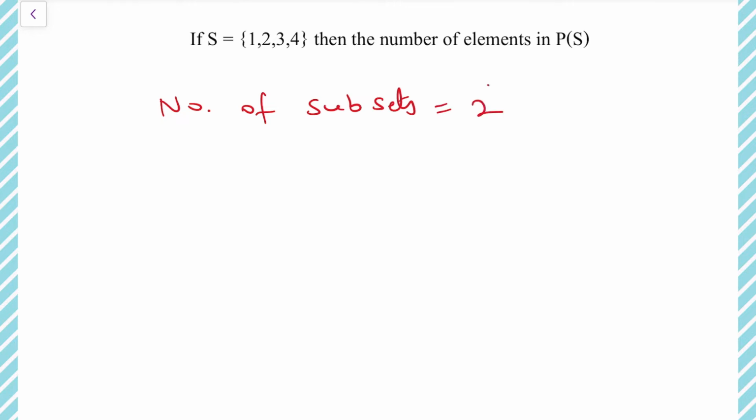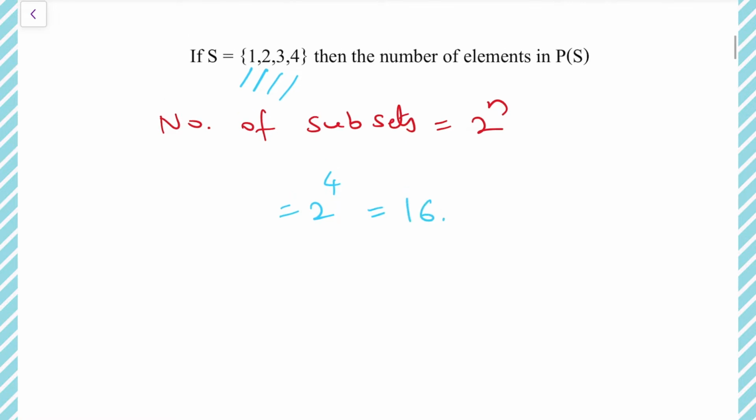Number of subsets equals 2 power n. N is nothing but how many elements are there in the given set. In the set, how many elements are there? 1, 2, 3, 4. 4 elements are there. So 2 power 4, that is 2 into 2 into 2 into 2, which is 16. So the total number of elements in the power set is 16.